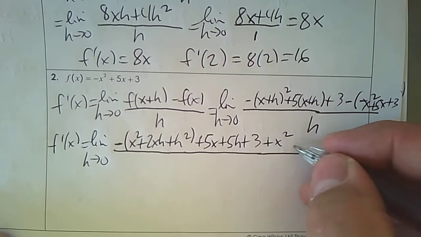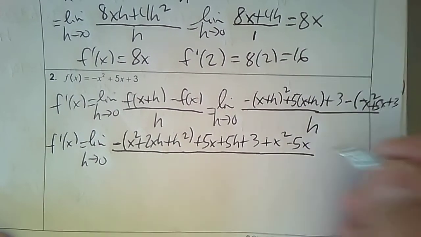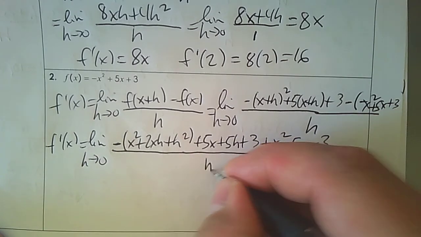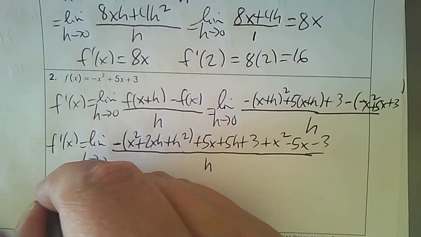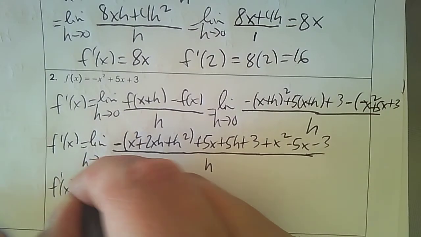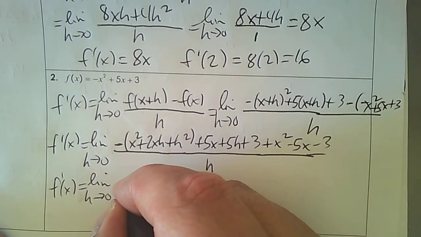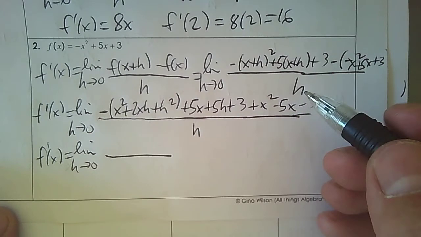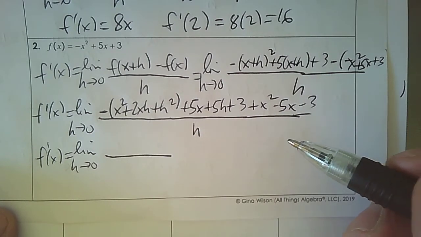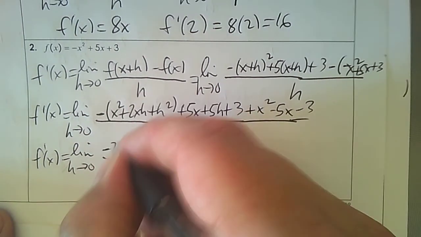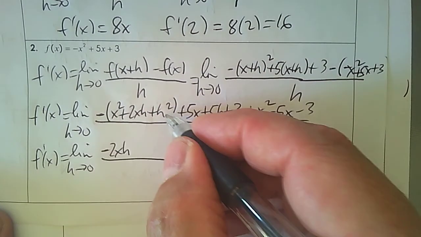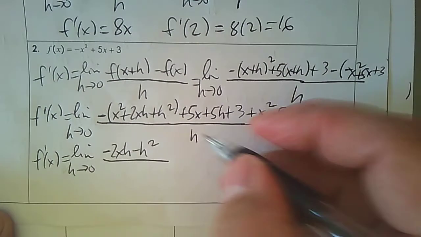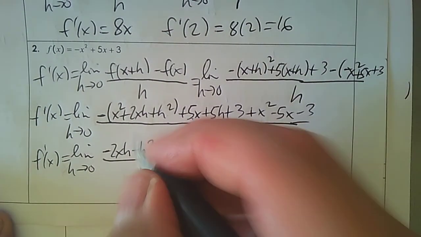So in this situation, negative x squared and positive x squared, they eliminate. We still have a negative 2xh. We have a negative h squared. 5x minus 5x eliminate. We have a 5h. And 3 take away 3 eliminate. We divide out the h's. And what I'm left with is negative 2x minus h plus 5.